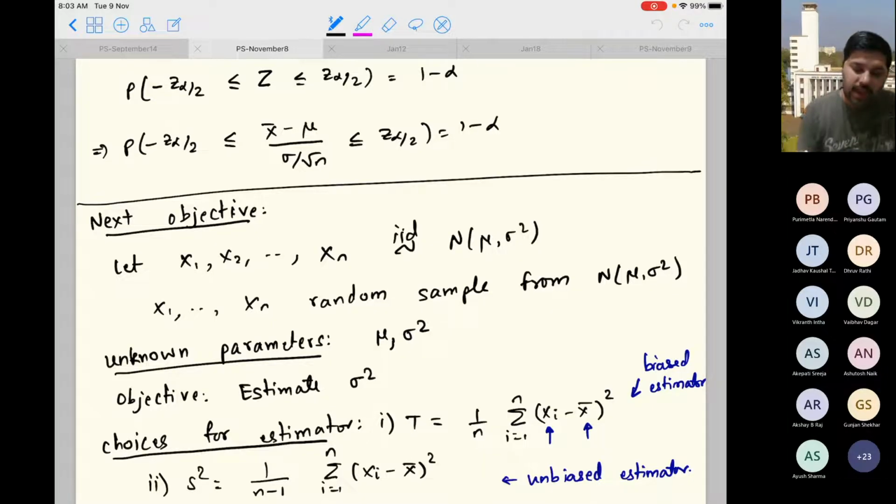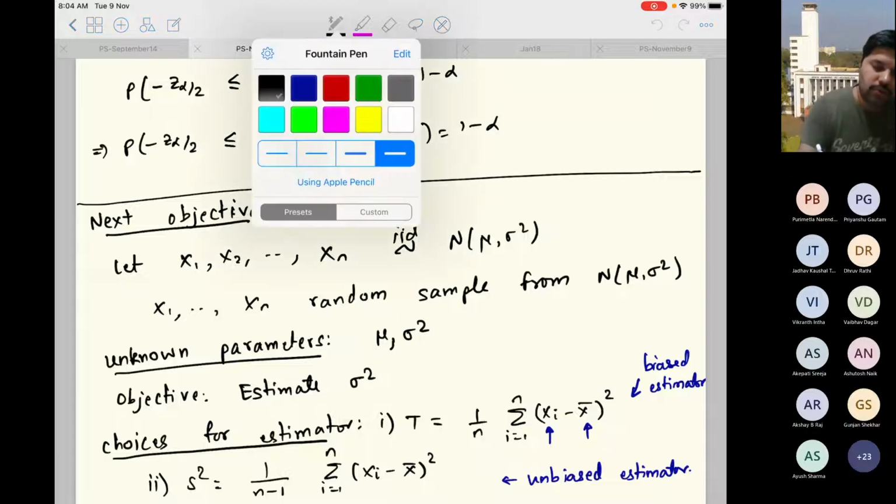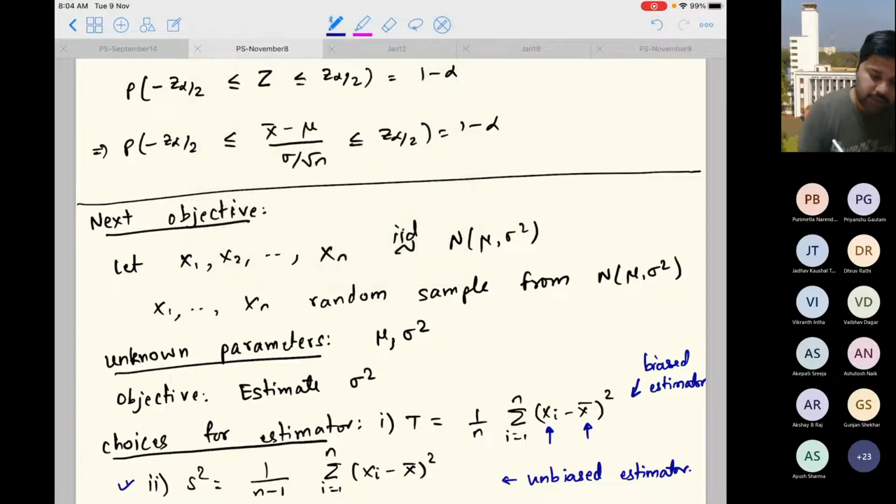You have revised. And then the objective in the last class that we were trying to set up was we want to estimate sigma square. So there were two choices of estimators for sigma square. One was written here as T and the other one is written here as S square. So S square notation is universal. Whenever somebody says sample variance, you have to look at this particular choice.